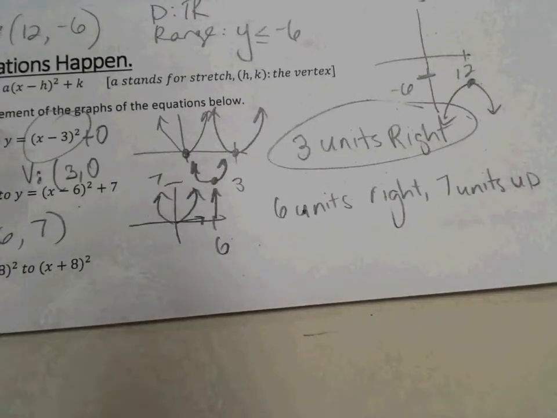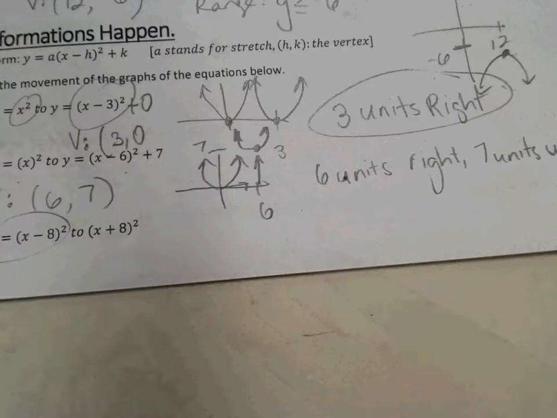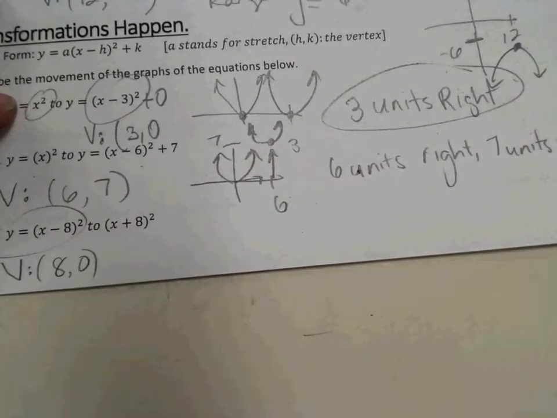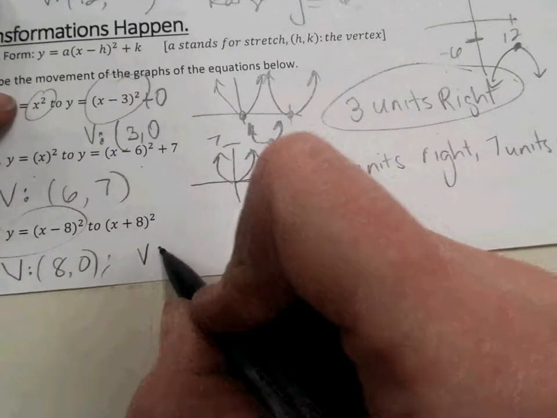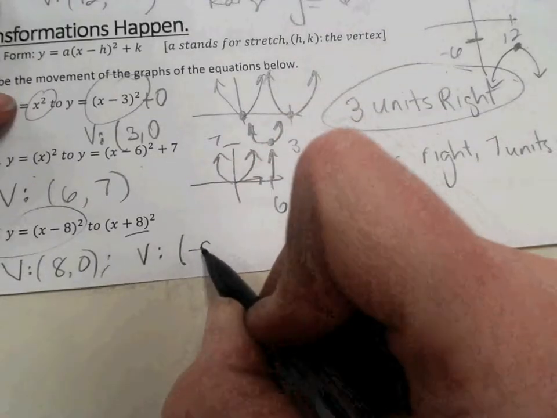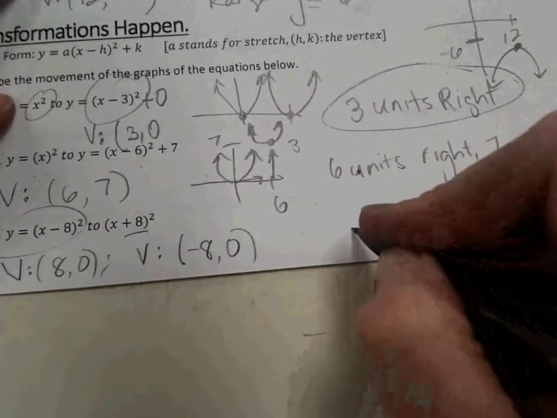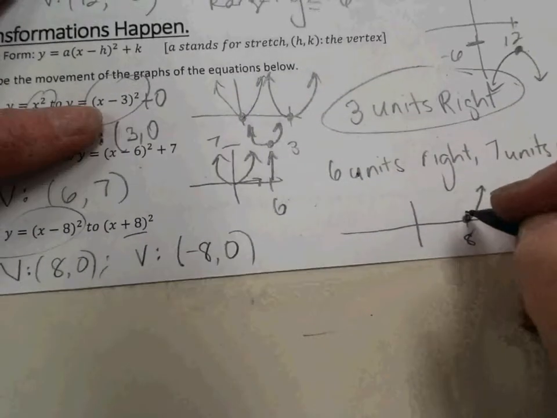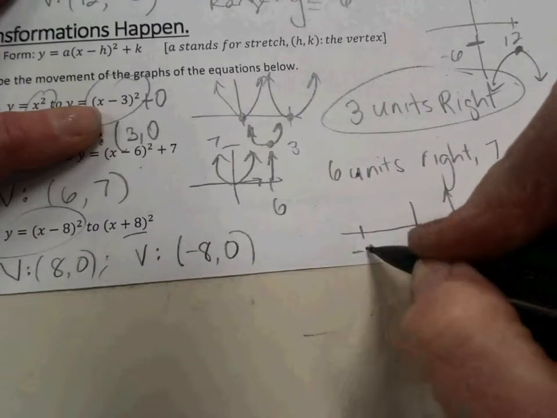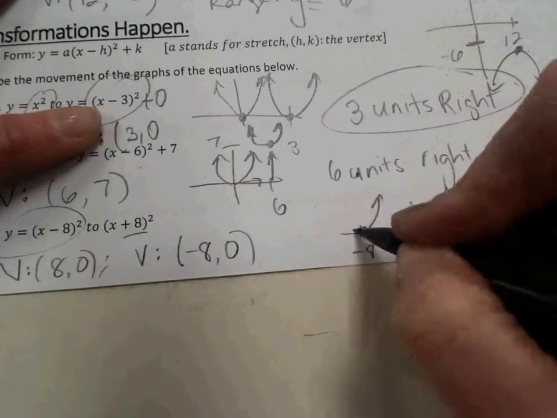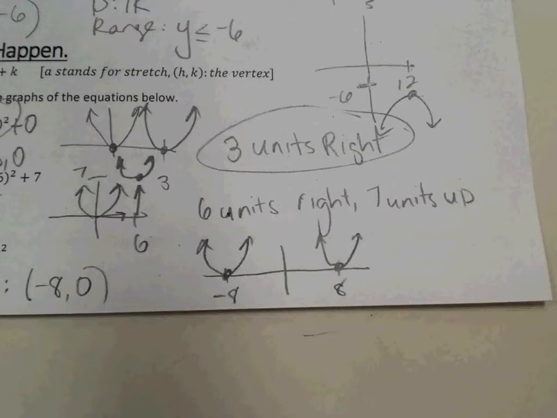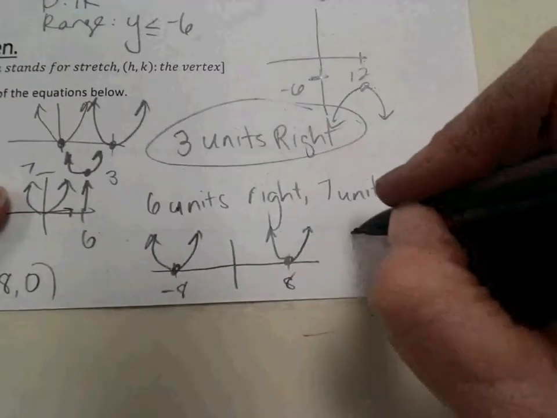The last one is key, because notice it doesn't start at the origin. It starts at a vertex of (8, 0). And the next one has a vertex of (-8, 0). So if we start at (8, 0), bump to (-8, 0), how many units have we translated and in what direction? Left. 16 units left.